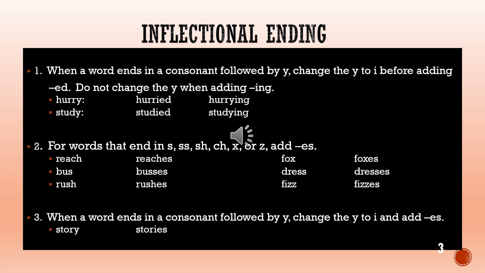Now, number 3. When a word ends in a consonant followed by Y, change the Y to I, and then you add the ES. Story is one of the cases. You are going to change the Y to an I, and then you are going to add ES.